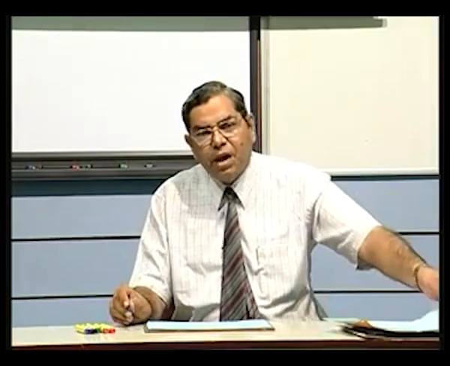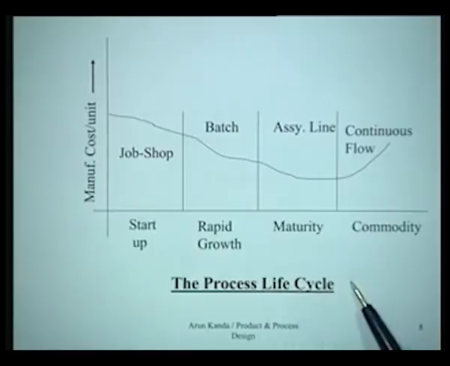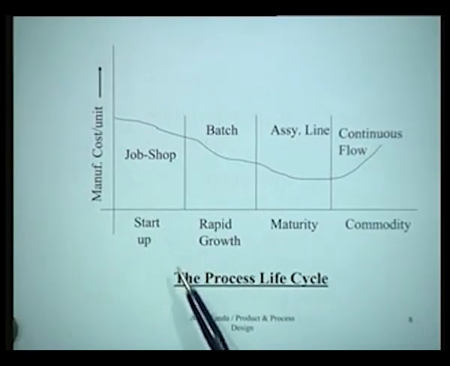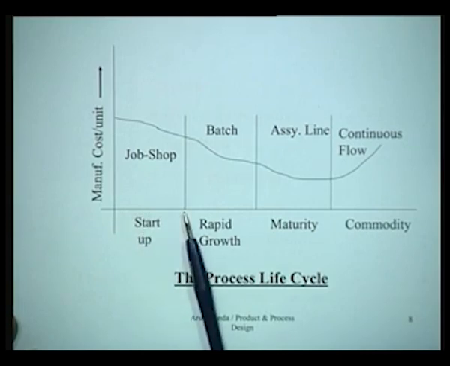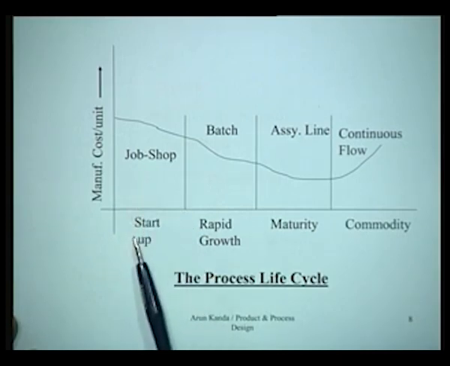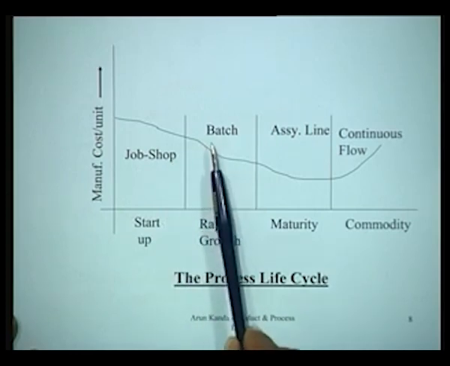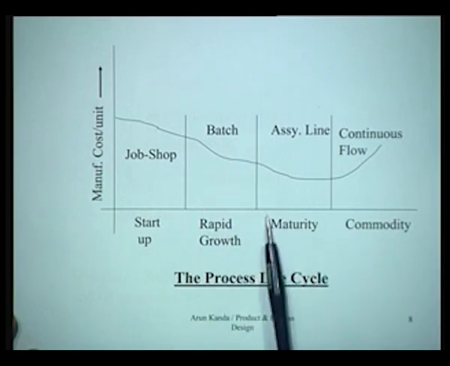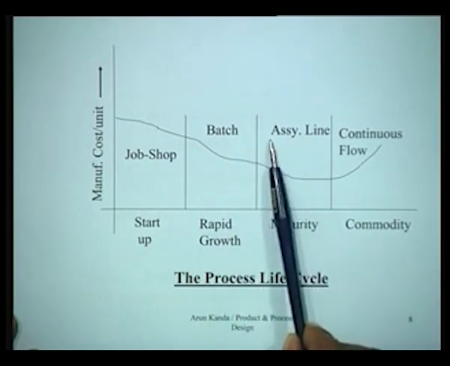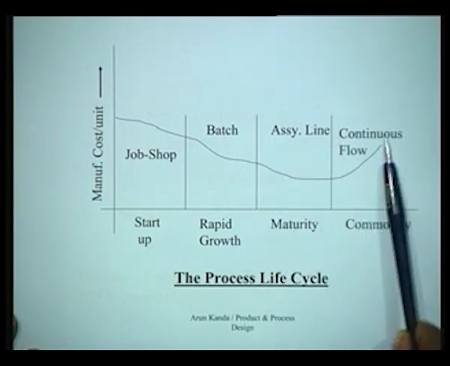We were talking so far about the product life cycle. If we now talk about the process life cycle, the process life cycle essentially, as we had seen from the product process matrix, would have these four phases. Initially, during the startup phase of the product, you tend to deal with it as a job shop, and then during the rapid growth stage, typically you graduate to a batch production system. During the stage of maturity, you graduate to an assembly line, and then once it becomes a commodity, you have a continuous flow.